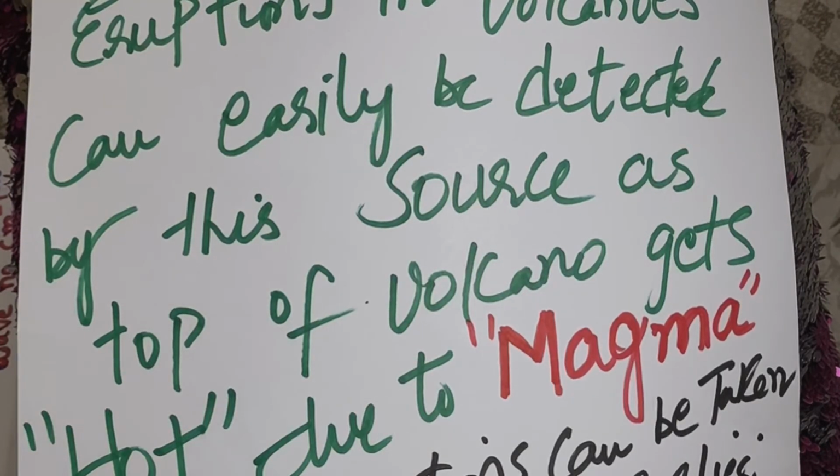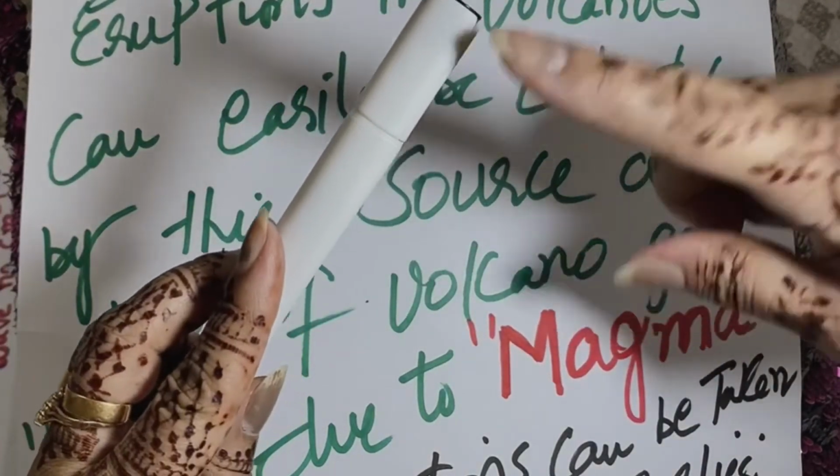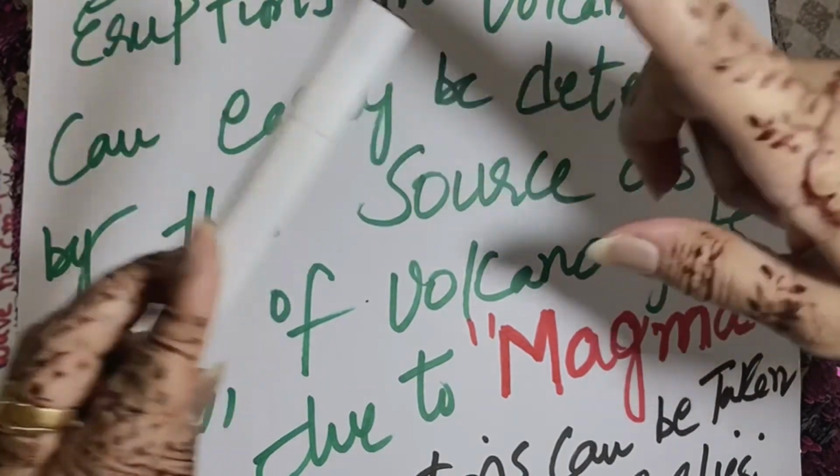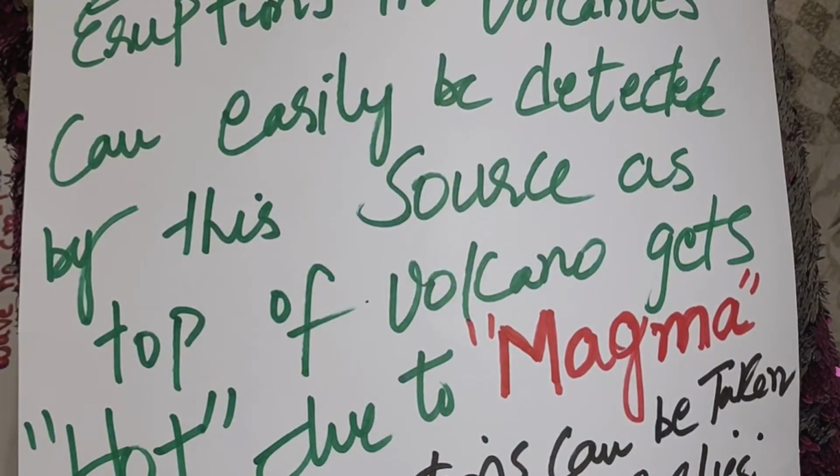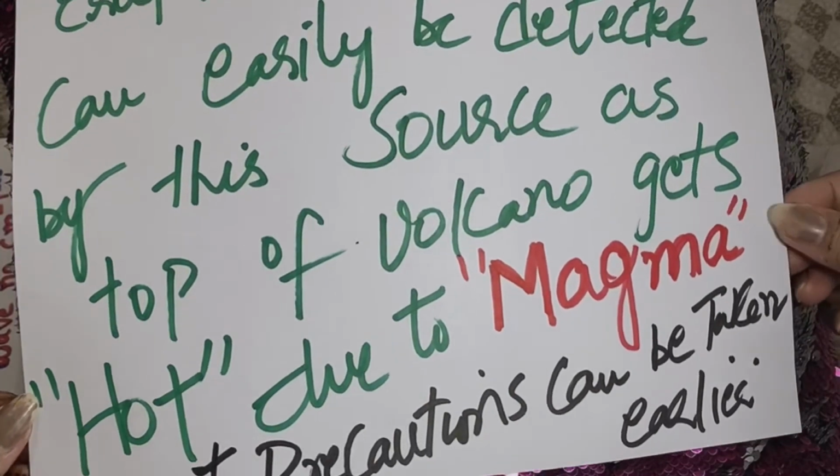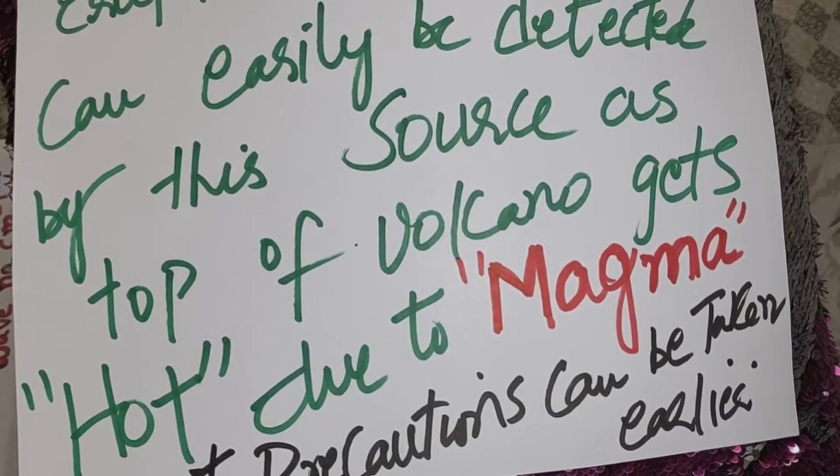So that's it. Eruptions in volcanoes can easily be detected by this source at the top of the volcano. The top of the volcano gets very hot as it comes in contact with the surface, due to the lava, the magma that is boiling inside it, and prior precautions or safety measures can be taken easily to avoid anything unwanted from happening, right?